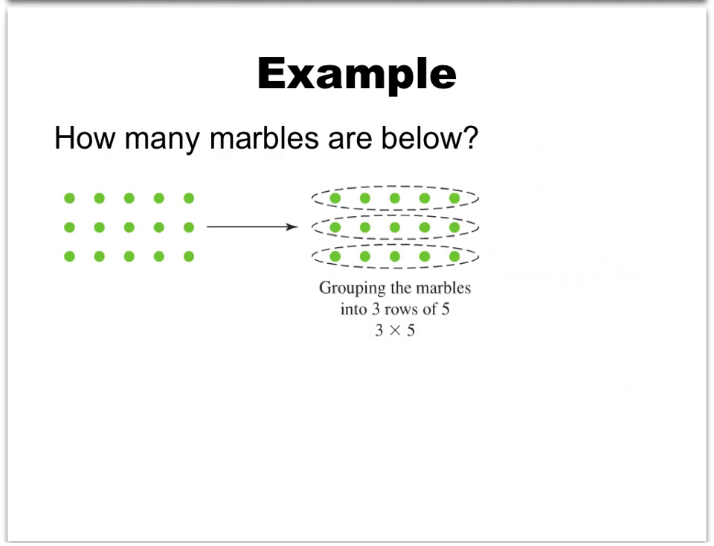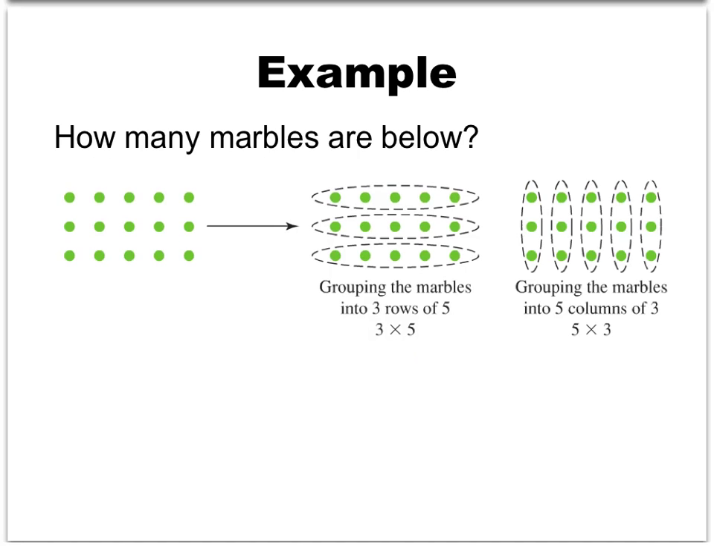One way is to group our marbles in terms of rows, and so we have 3 rows, and in each row there's 5 marbles, and so grouping them this way, based off our meaning of multiplication, we should have 3 times 5 marbles.